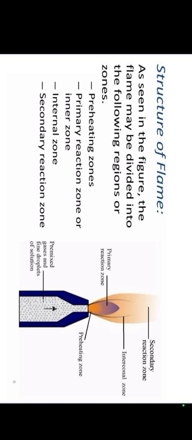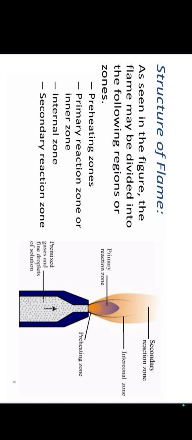In the source, we use burners to spray the sample solution into fine droplets. Several burners are used in flame photometry. There are the premixed Meker burner, total consumption burner, shielded burner, and nitrous oxide acetylene flames. These are the burners used in flame photometry. This is the structure of the flame.